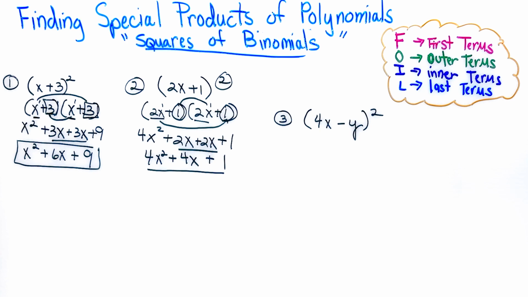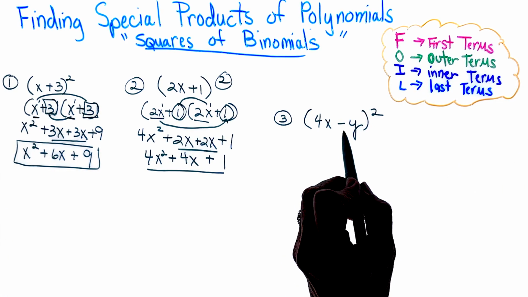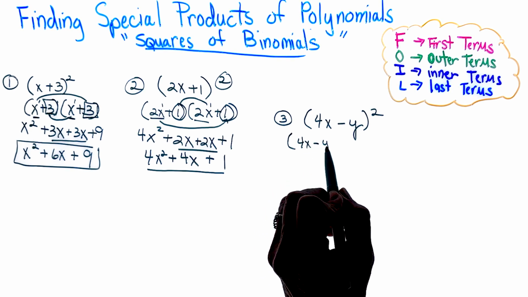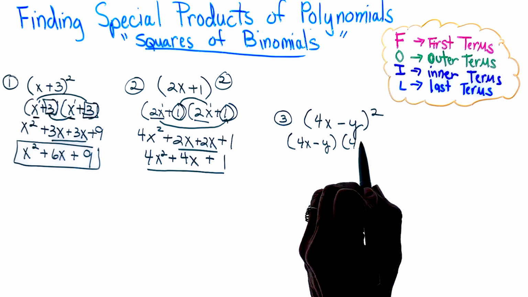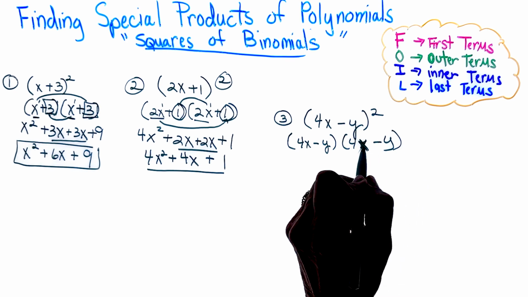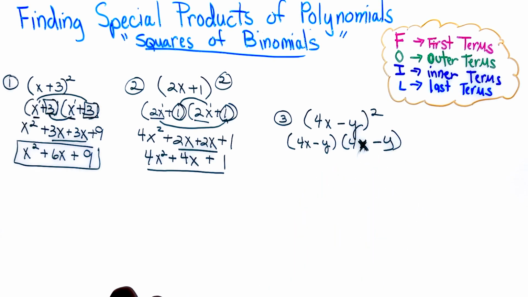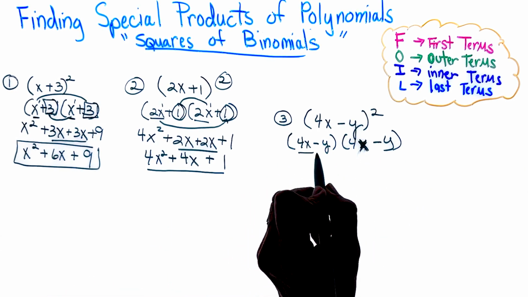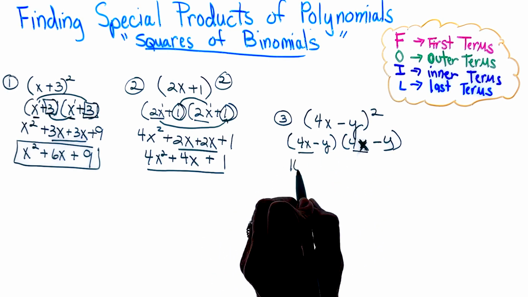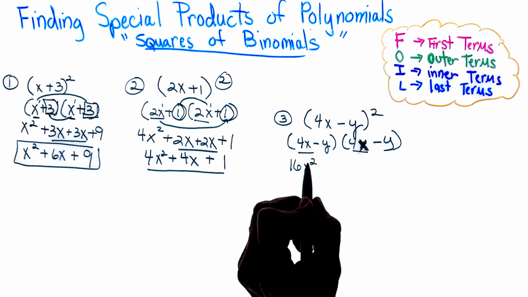Now the last one has actually a subtraction sign, and we're going to need to be really careful with this. So I'm going to write 4x minus y, and I'm writing it twice. Oops, that's supposed to be an x. Sorry. Minus y. There you go. And now we will multiply our first terms, which would be 4x times 4x, which is 16x squared.